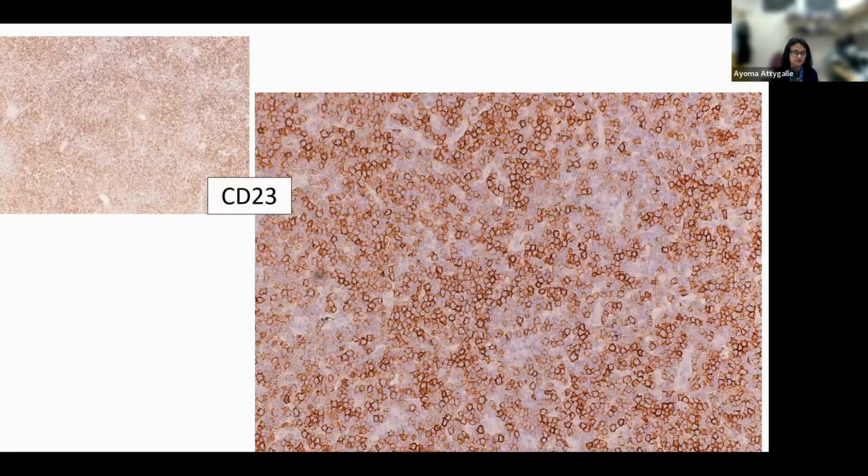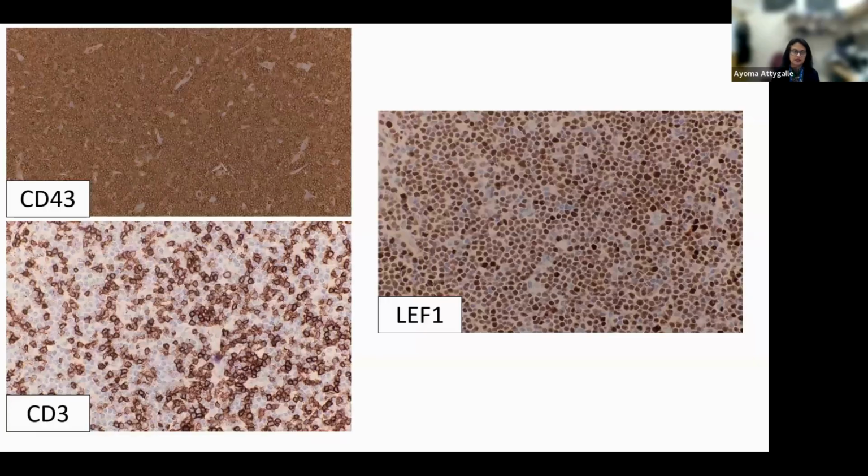CD23 is positive, but you will also notice that CD23 is not uniformly positive. So they tend to be stronger in the prolymphocytes and paraimmunoblasts. And CD43 is strongly and uniformly positive. And unlike in the mantle cell lymphoma, this infiltrate is also positive for LEF1.